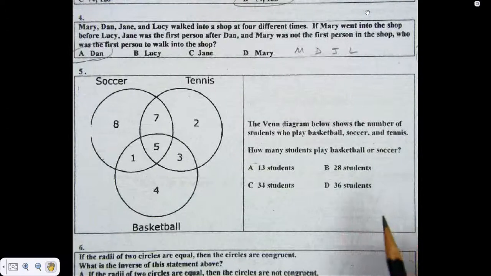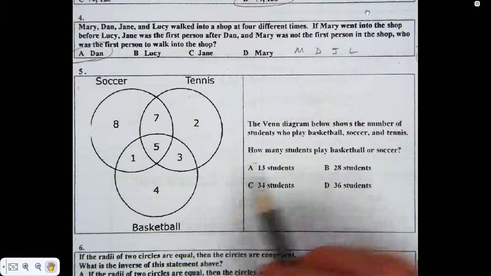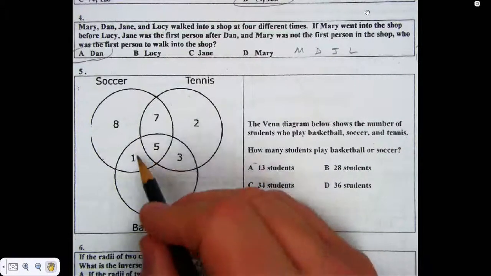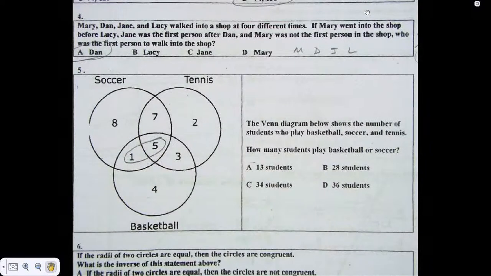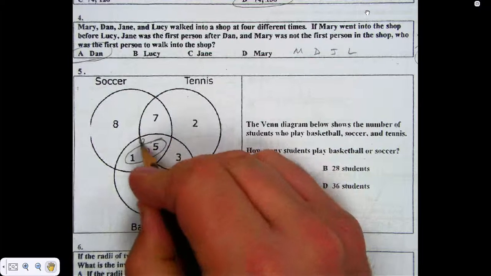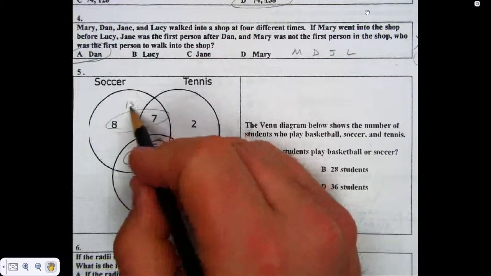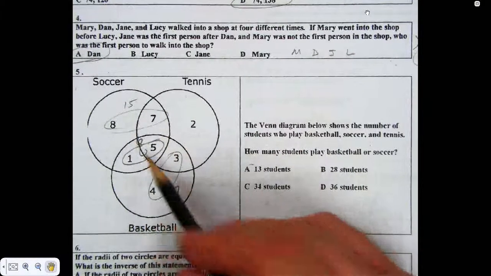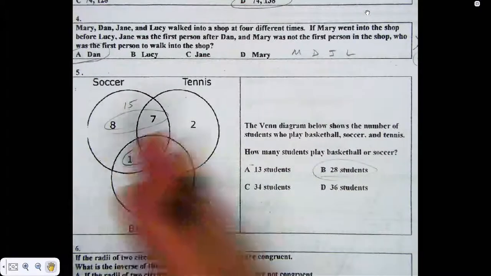Venn diagrams show how many people are in what or what. How many students play basketball or soccer? That means they can be one or the other. So, here's the deal, though. You can only count these two once. So you've got a total of 6 here. Then these two, a total of 15. These two, a total of 7. So there's 28 people that do one or the other.